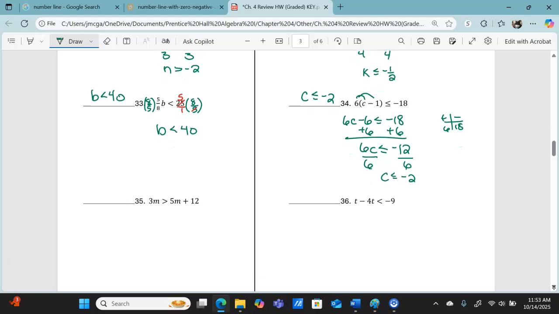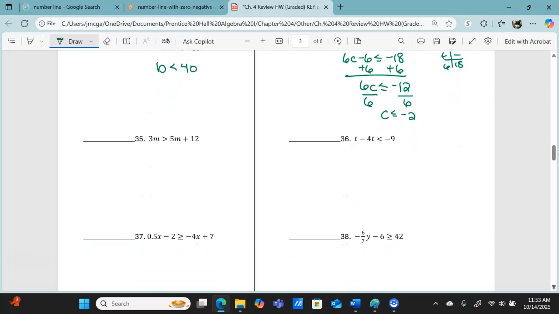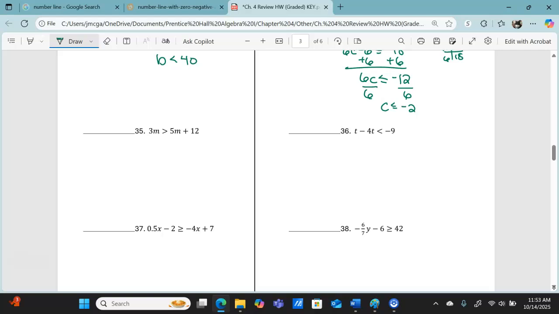Again, what I divided by was a positive number, so I do not have to change the direction of my inequality. On this one, I have an m on both sides. So I am going to subtract 5m from both sides because it is currently positive and added to the 12. So the opposite of that would be subtracting.